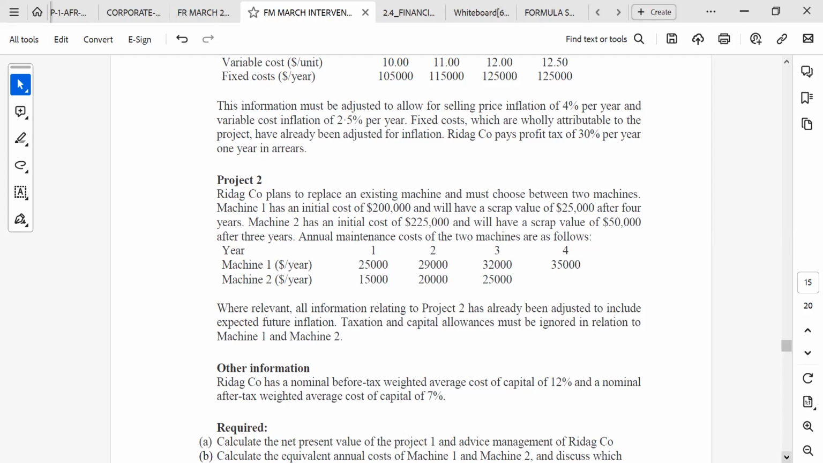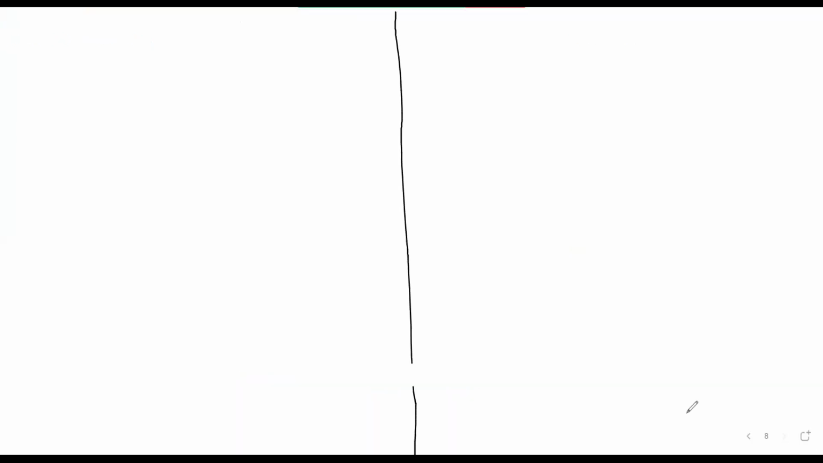So these are the 2 machines that we have over here. Sometimes the question will give you the initial cost. We also use the NPV for this one. So the question will give you the initial cost and also the running cost. So the question will give you maybe some trading values. Okay, this one, the question has not given us some residual value. Okay, so the question will give you the initial investment.